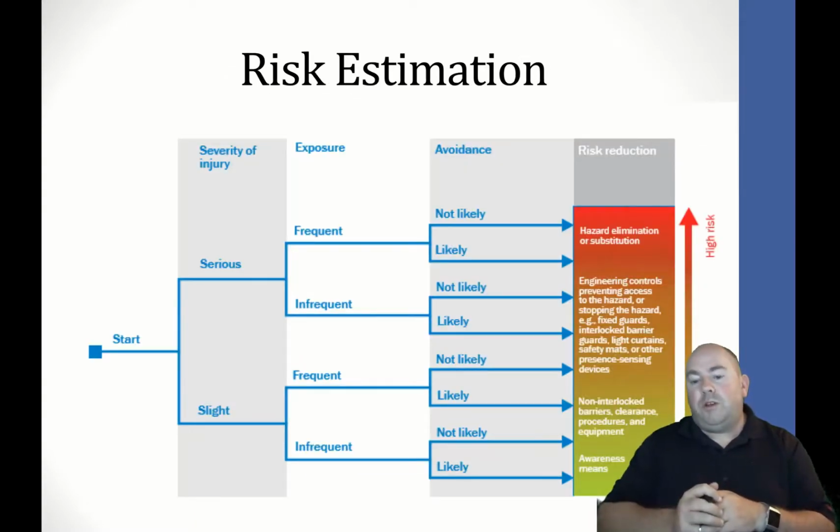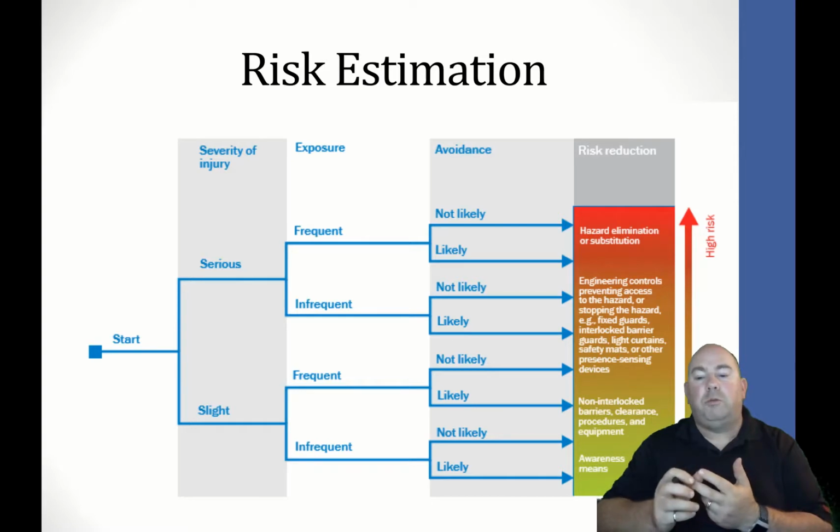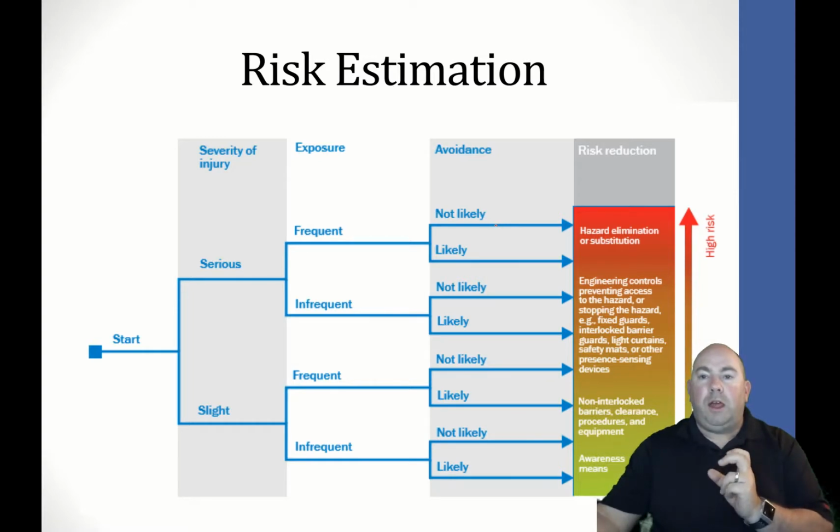The risk estimation chart looks like this. So when we determine a risk, we talked about severity of injury, exposure, and chance of avoidance. We use this chart to determine what level of risk we end up at, and then this will also recommend a method of risk reduction for us.